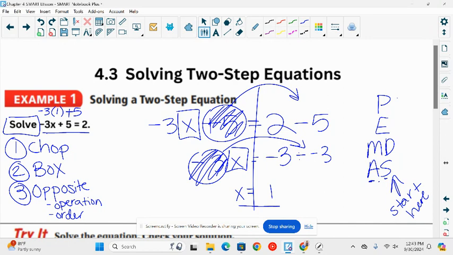What does it give me? 2. Positive 2. What was the goal? What did I want it to equal? I wanted it to equal positive 2. So if they equal, I know I did it right. So x equals 1 has to be my answer. Okay?